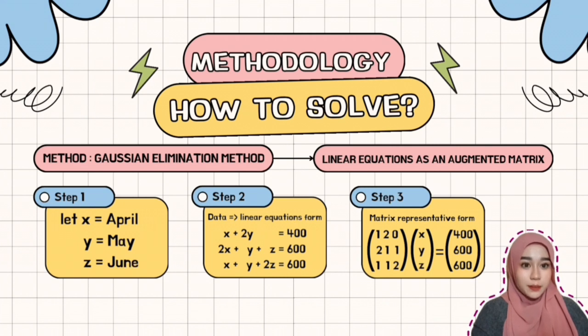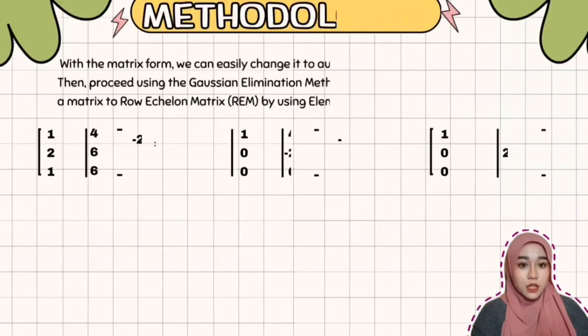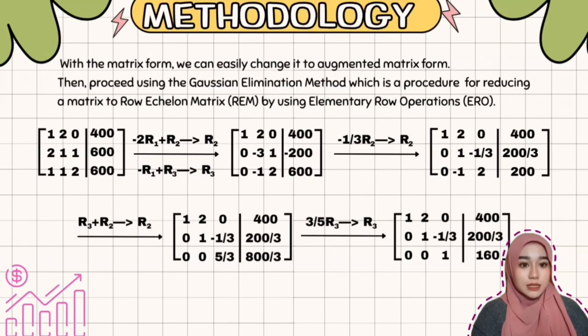For the third step, we need to change those linear equations into matrix representative form. So there will be a 3 by 3 matrix, which is 1 2 0 in the first row, the second will be 2 1 1, and the third will be 1 1 3, followed by x y z, and equals to 400, 600, and 600 by column. With the matrix form, we can easily change it to augmented matrix form.